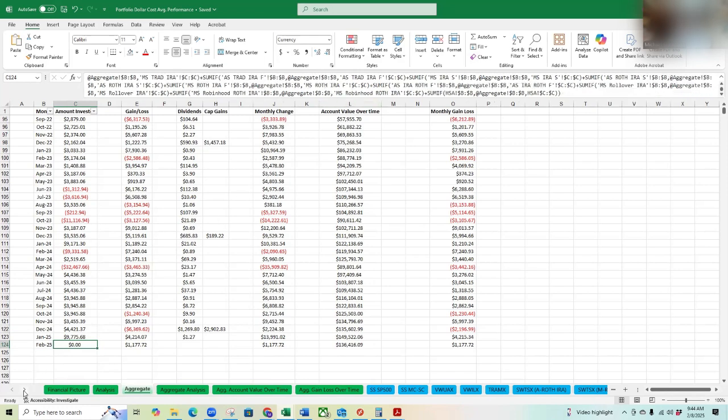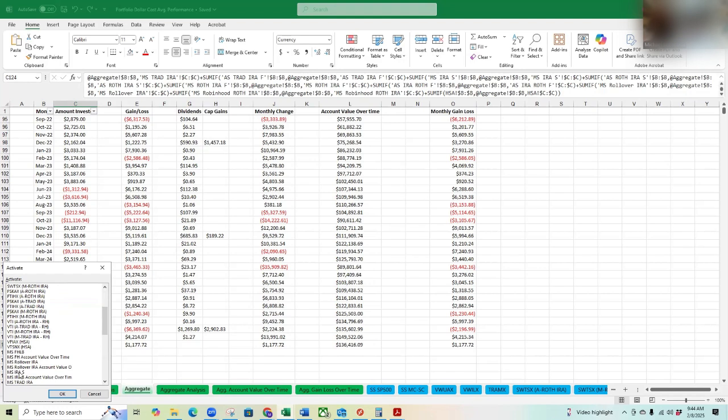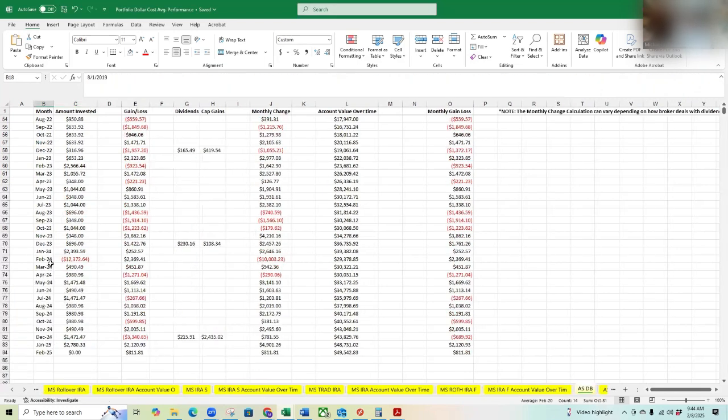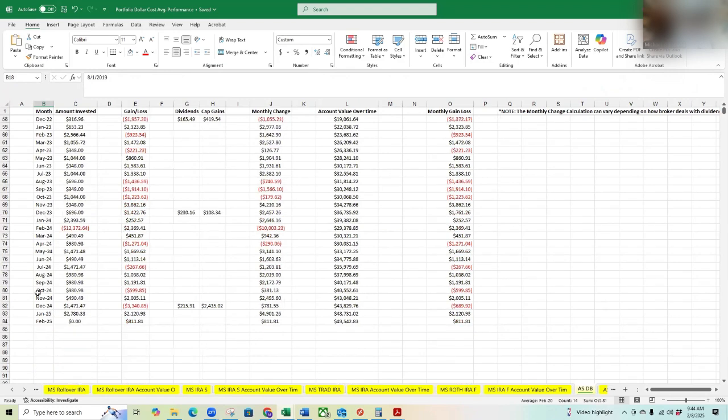Just to give you a little look, if we went to MSDB or ASDB, this is the account level. For the account level, I'm doing the same thing. I have every month the amount I invested and what the gain/loss is. This comes from the statements and is all input manually. And then the monthly change is a calculation, the account value is a calculation, and the gain/loss is a calculation.